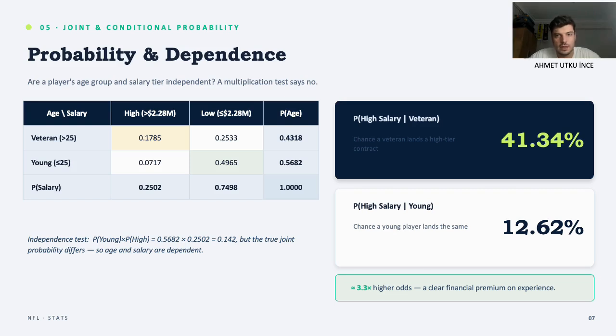Moving on to the probabilistic behavior of our data, we wanted to know, are a player's age and salary tier completely independent? To test this, we used a multiplication rule test. If they were independent, multiplying the probability of being young by the probability of having a high salary would equal our true joint probability. As you can see, the numbers don't match. More importantly, look at the conditional probabilities. A veteran has a 41.3% chance of landing a high-tier contract compared to just 12.6% for a younger player. That's a 3.3 times higher odds ratio, demonstrating a clear financial premium on experience.